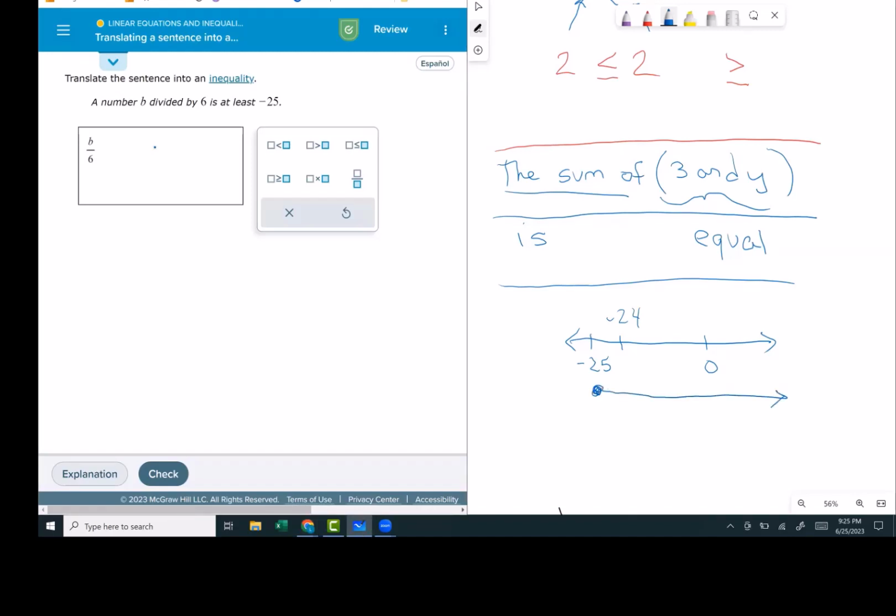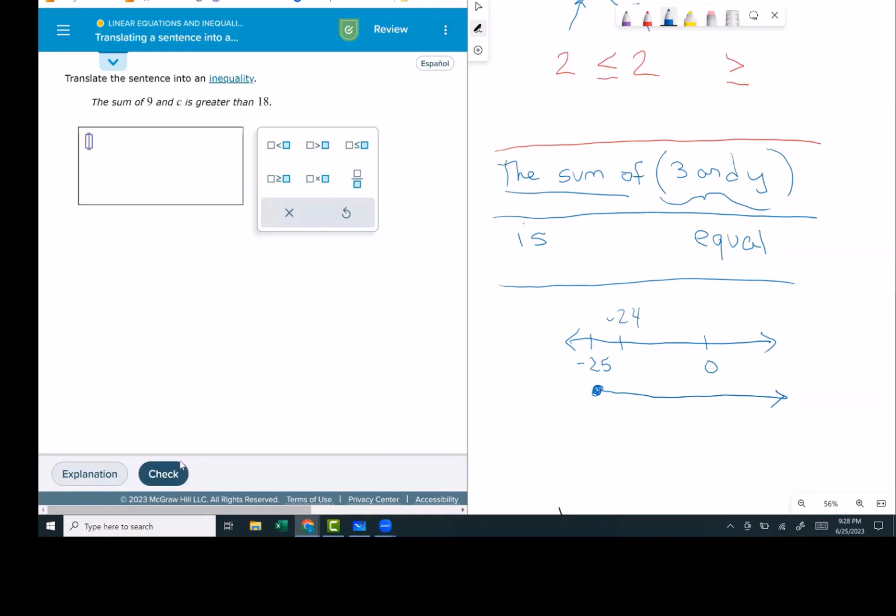Including negative 25. b over 6 is at least negative 25 means b over 6 could be negative 25, negative 24, negative 23. And for b over 6 to be less than negative 25, it would have to be negative 26. Yeah, that's no good. I want it to be going the other way, don't I? So this says that b over 6 could be equal to negative 25, or it can be bigger. It can be negative 24. That's what we wanted it to do.